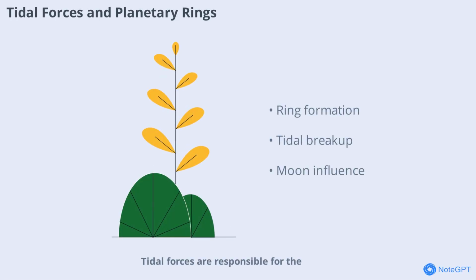Tidal forces are responsible for the formation and maintenance of planetary rings. When moons or comets come too close to a planet, tidal stresses can break them apart and the debris forms rings. These rings are constantly shaped and confined by the planet's gravity and the gravitational influence of nearby moons, creating the stunning structures we see around Saturn, Jupiter, Uranus, and Neptune.